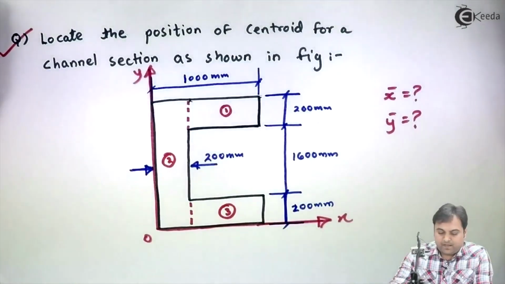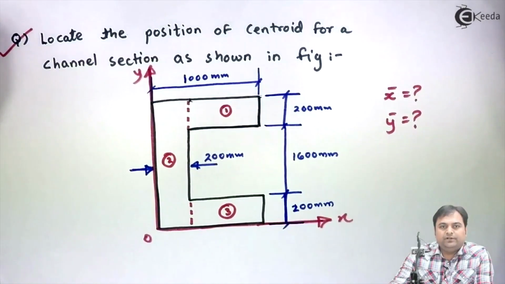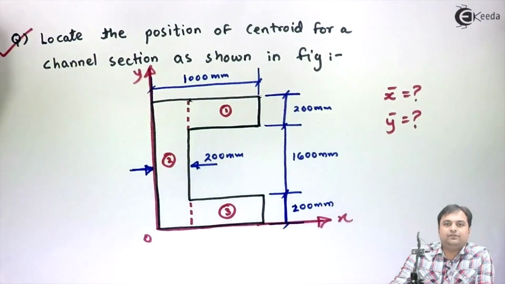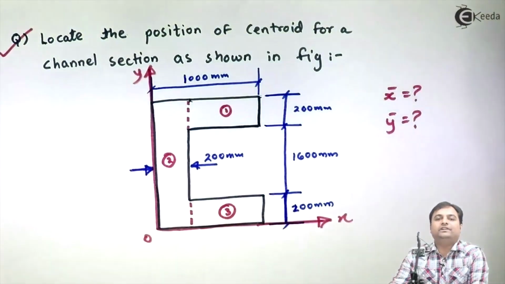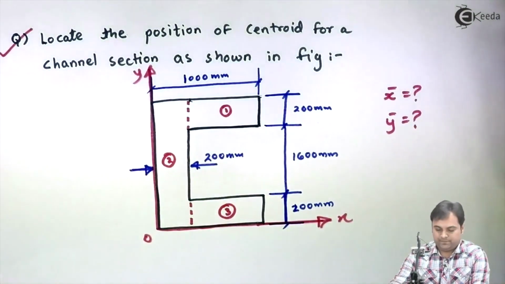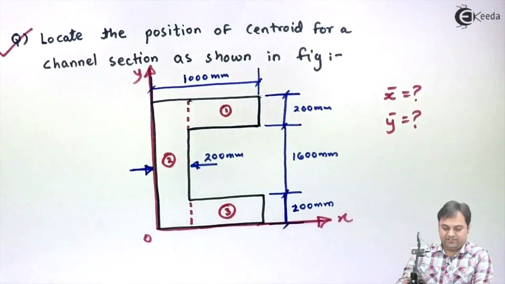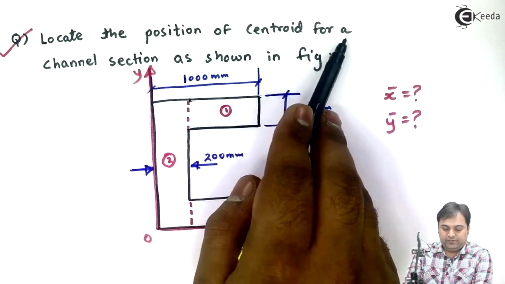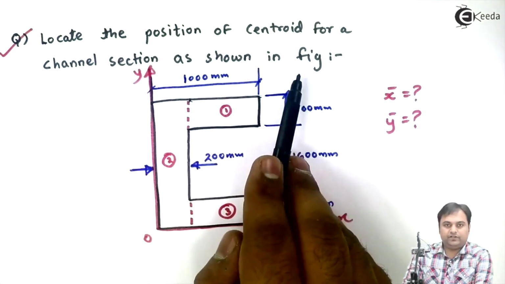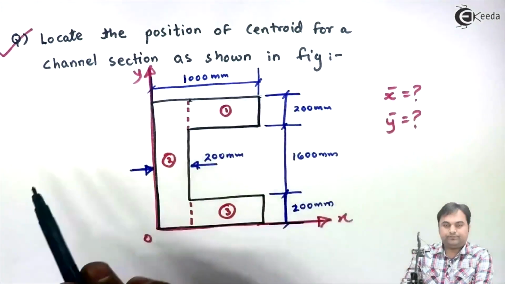Hello friends, now we will take the problem of centroid based on C section which is given in the problem. So in this video, we would be locating the centroid for a C section. Let's read what is given in the question. The question is, locate the position of centroid for a channel section as shown in figure. Here the diagram is given.